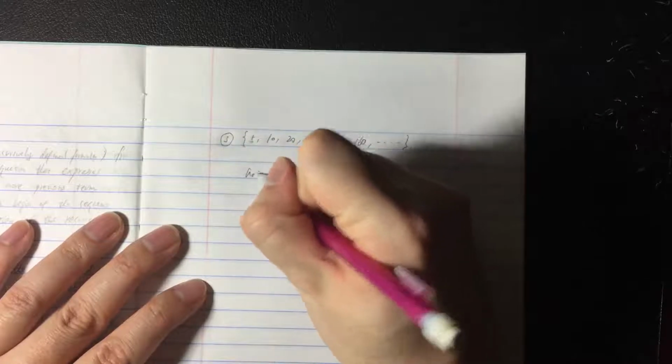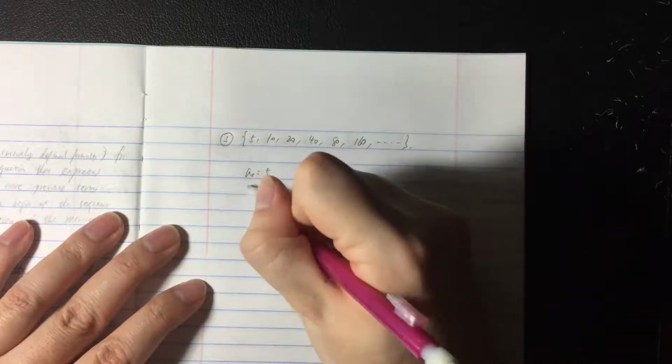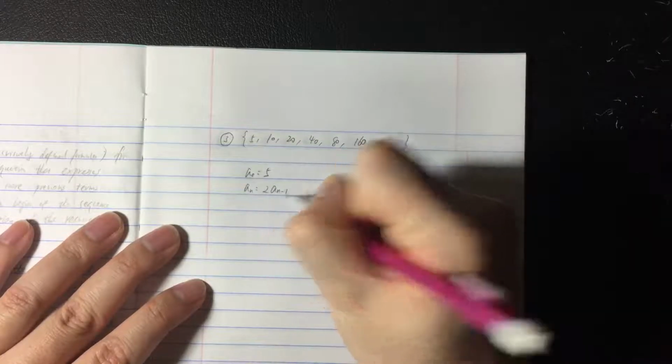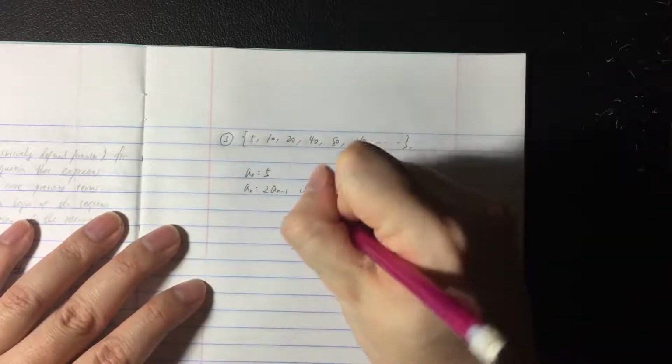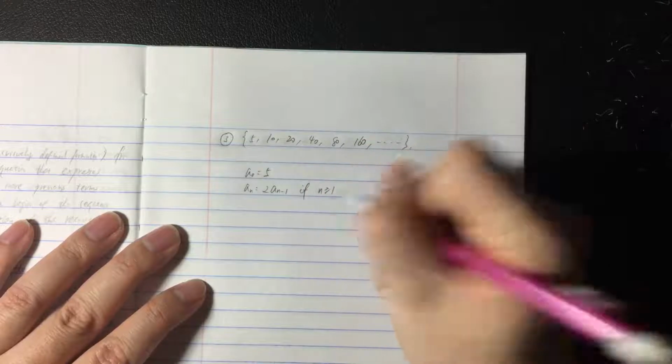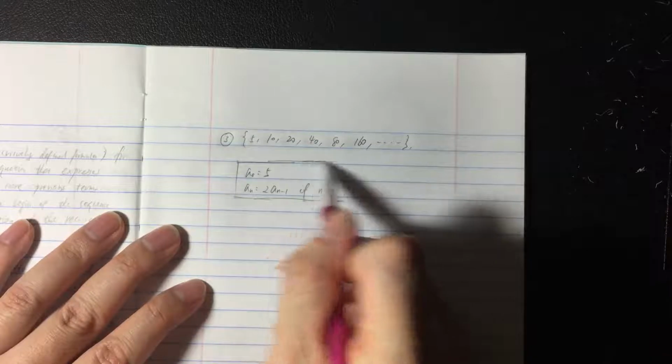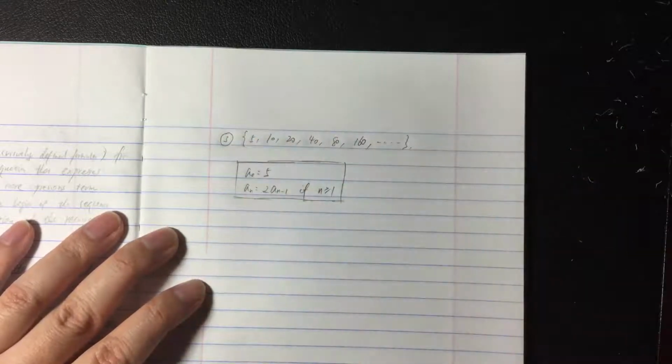So if we use the recurrence relation, the first term is 5. Then every other term is 2 times the previous term, if n is greater or equal to 1. That's the recurrence relation for the sequence. A0 is 5, and every term is 2 times the previous term. 2 times 5 is 10, 2 times 10 is 20, and so on. That's the recurrence relation. Can we find a closed formula for this sequence?